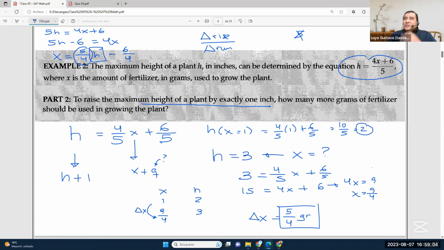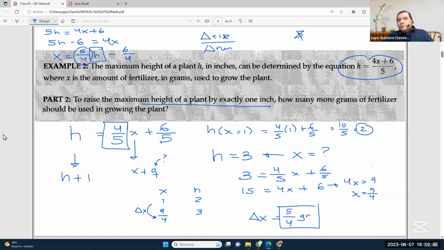Once you have isolated the slope in the original equation, that is this value here, if they ask you, if I increase 1 gram of fertilizer, what is the increase in the height? The answer is the slope. But if they ask you, if I increase the height in 1 unit, what is the increase in the amount of fertilizer? That is in the independent variable. Simply take the inverse of the slope, 4/5, reverse it or invert it, and you have 5/4. And that's the answer. So it's just a matter of remembering how these linear relationship variables work.